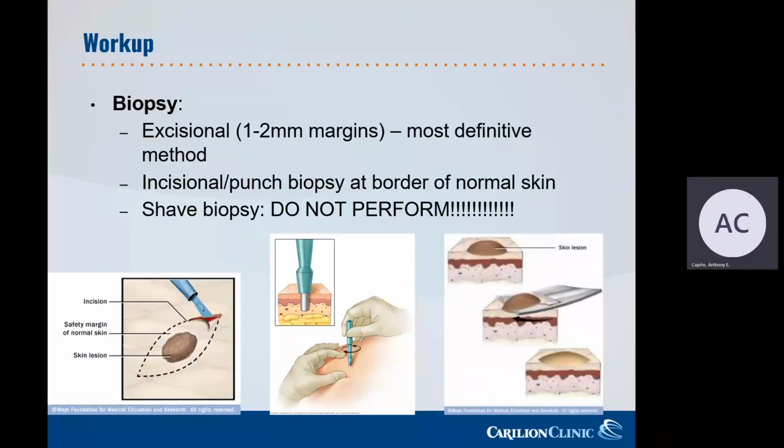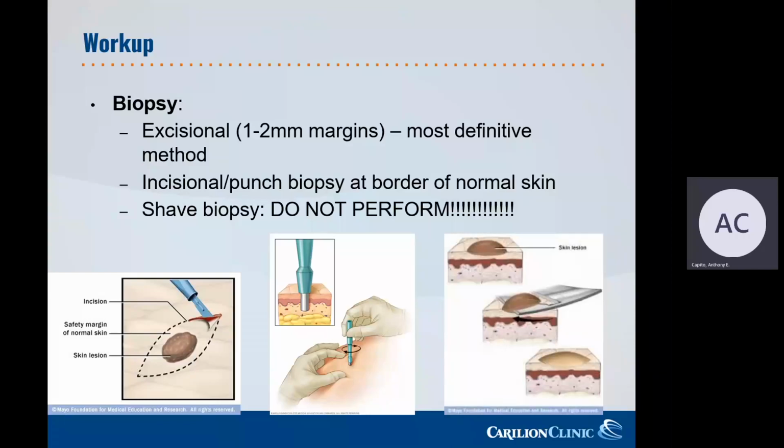So for biopsy, anything that you perform, if it's small enough, you can do an excisional biopsy with 1 to 2 millimeters in order to get some of that normal appearing skin adjacent to the pigmented area enclosed. But for the majority of these, I do a punch biopsy or incisional biopsy to get a full thickness biopsy down to the subcutaneous fat in order to appropriately stage these melanomas. I do not think you should ever do a shave biopsy for a melanoma.